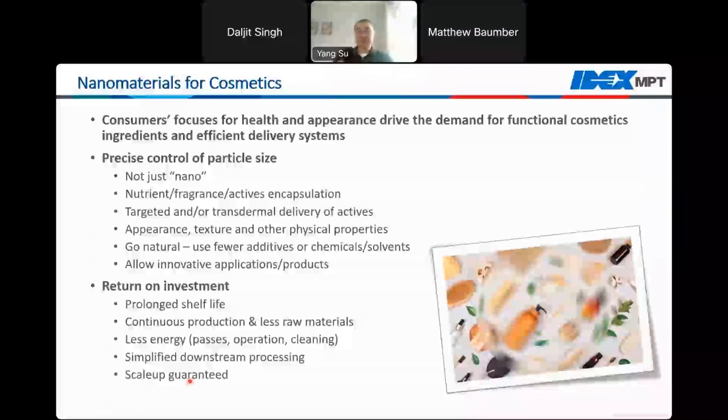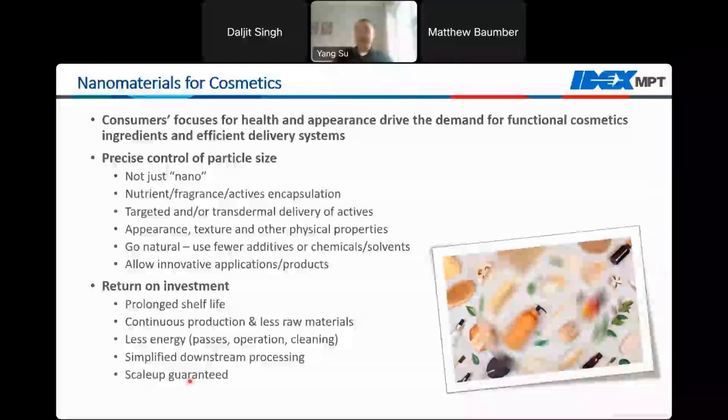So you want your technology to be able to help you precisely deal in that condition and achieve the size. Achieving the desired particle size also helps you to achieve better nutrient, fragrance or active encapsulation, and in return achieve targeted or enhanced transdermal delivery of those actives that are being encapsulated in the formulation. And I've mentioned appearance and physical properties already.